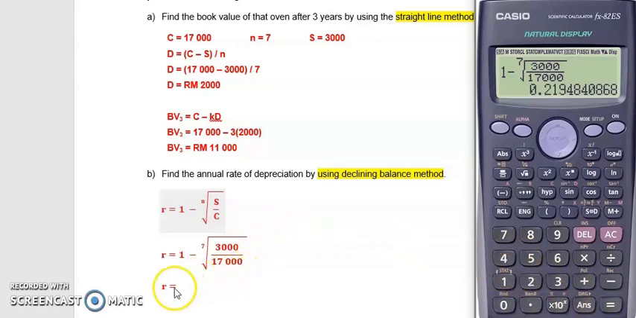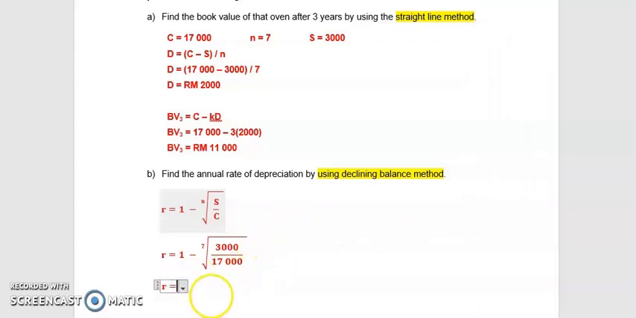0.2195. So if you want to express in percentage, multiply by 100. So R equal to 21.95%.